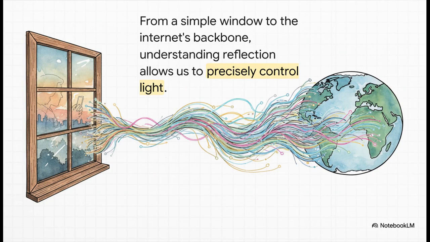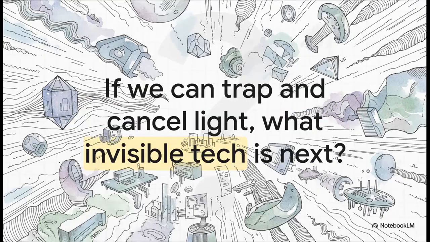So from a simple window to fiber optics, understanding reflection means we can control light precisely. So if we can trap, guide, and even cancel light, what does that mean for the tech of tomorrow?